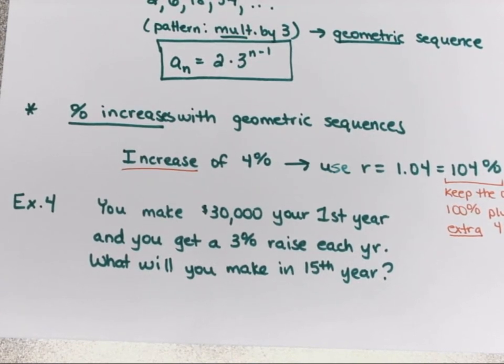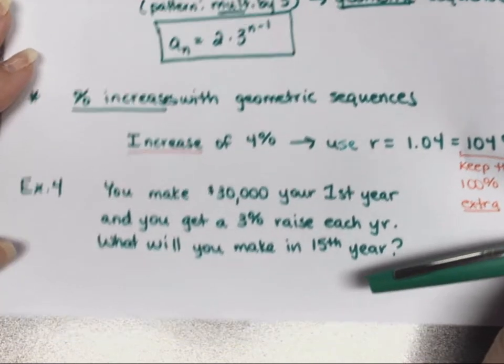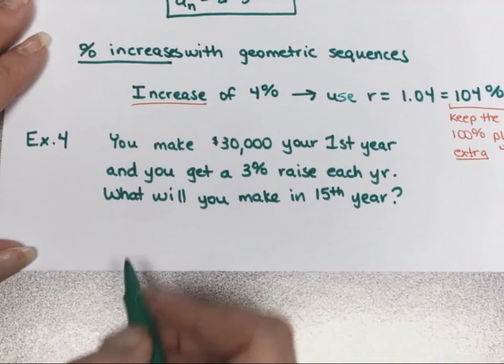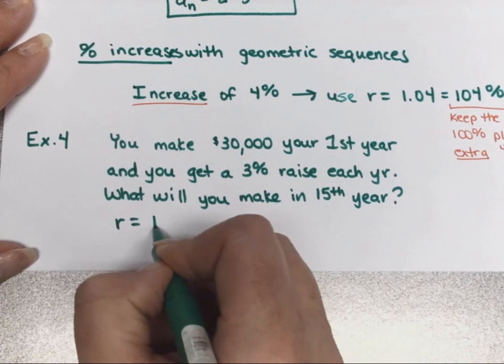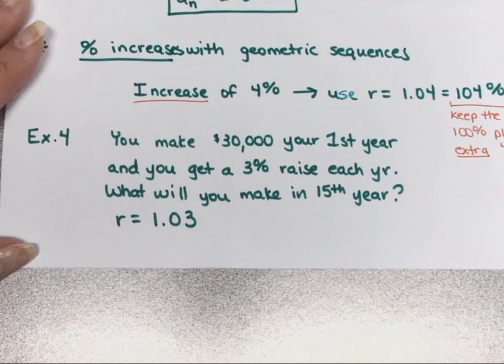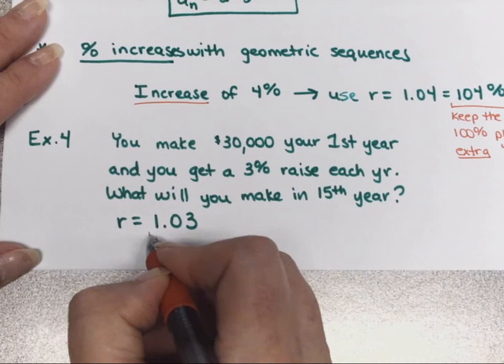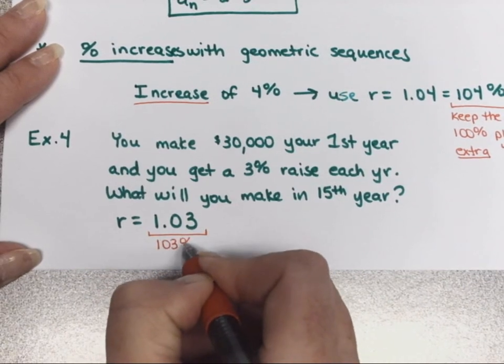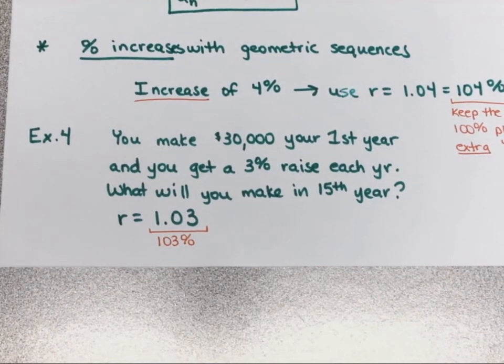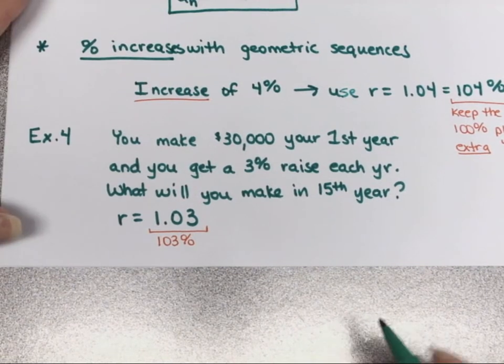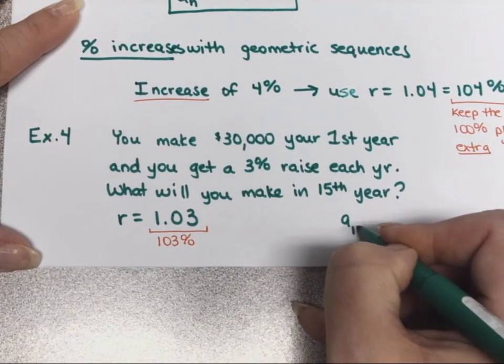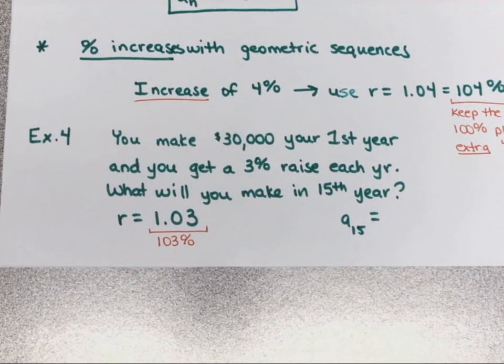So what's the thing about percentage raises that you can think about? Is it going to be the same dollar amount you're going to get a raise by every time? It's not, right? It's going to depend on what you were making. So it's not going to be a solid constant number every time. So we're going to use R equals 1.03. And why are we going to do that again? What did I say this really means? 103%? Okay, so if I want to know what I'm going to make in the 15th year, then what am I trying to find? A sub 15, right?